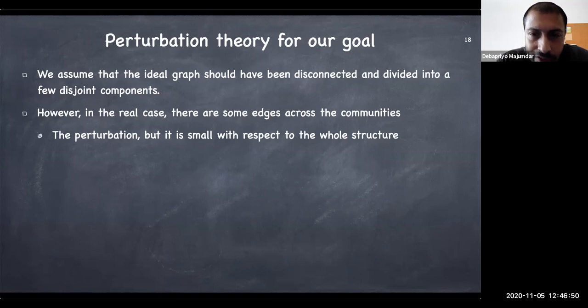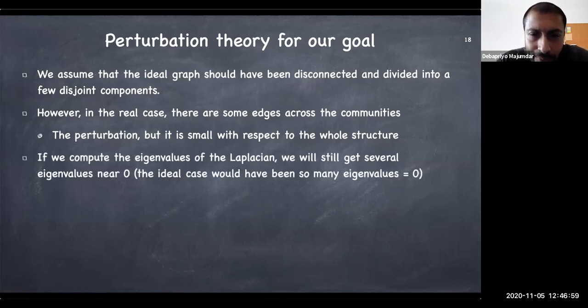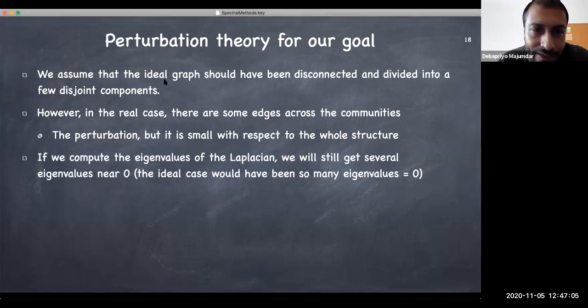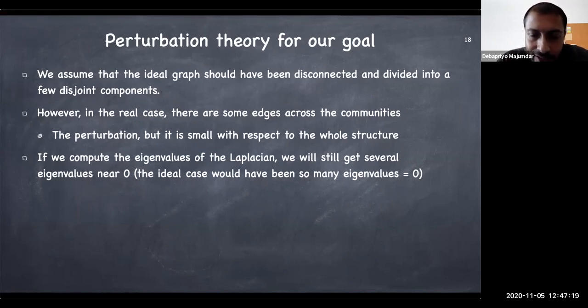But in a huge graph, some edges across communities and so on, that's actually a perturbation. If we compute the eigenvalues of the Laplacian after the perturbation, I mean, basically, we never have the ideal graph, right? We start with the real case. So if we compute the eigenvalues of the Laplacian, we'll still get several eigenvalues near zero. In the ideal case, if there are k disjoint components, then the multiplicity of the eigenvalue 0 should have been k, or you can say the 0 eigenvalue appears k times.